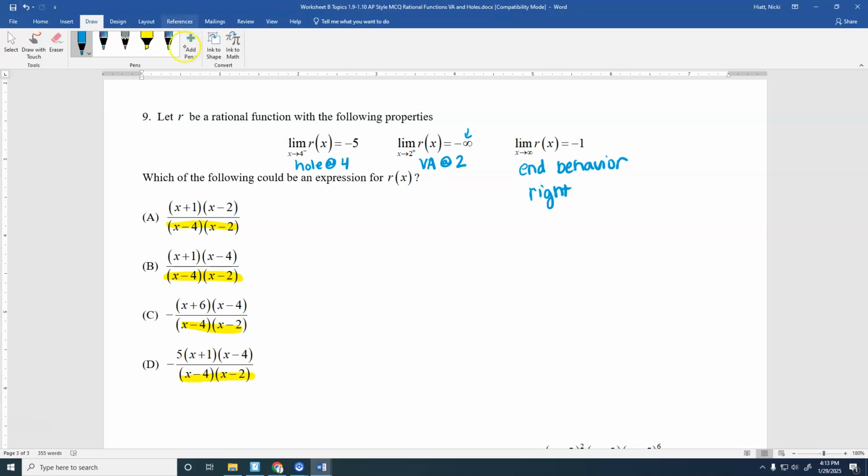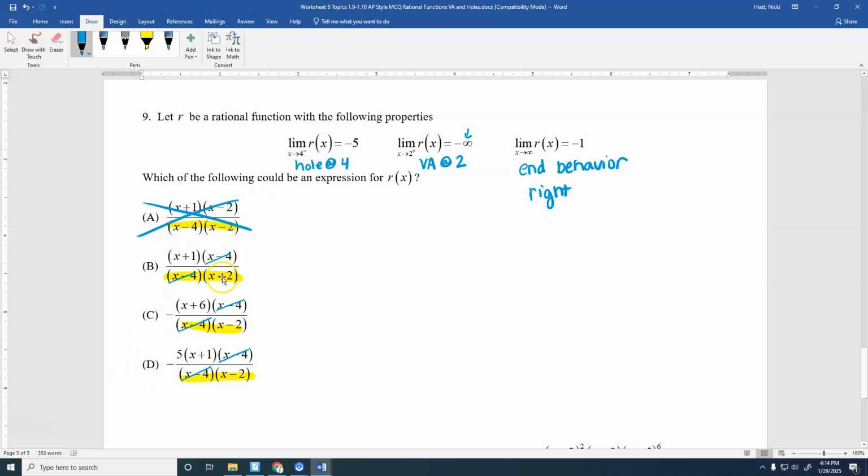So for this problem, since you have to have a hole at 4, you're looking for a problem where the x minus 4 will cancel on top and bottom. That happens here, so B is a possibility. It also happens on C and on D, so all 3 of those are a possibility. It cannot be A because 4 is not a hole in that case.